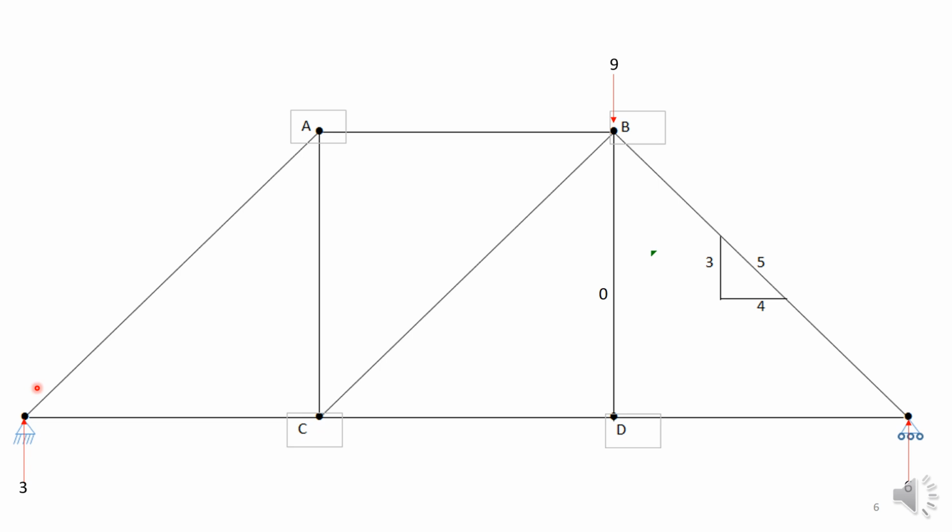Now we can go from joint to joint and from member to member and find all of the forces in the members here. Let's do it.